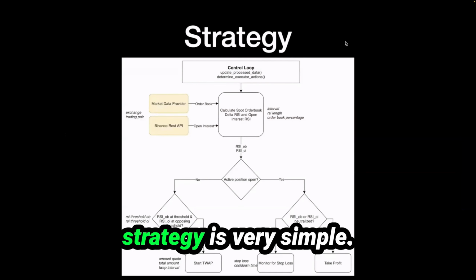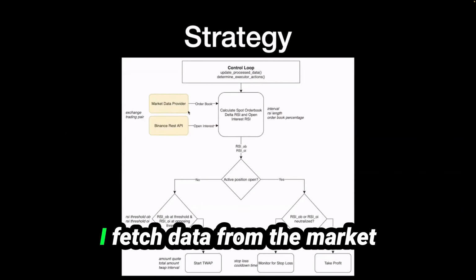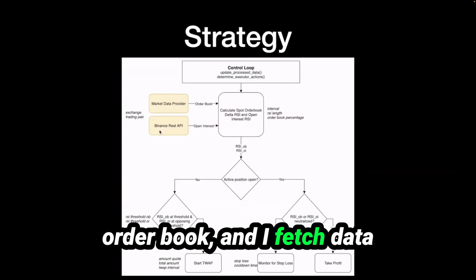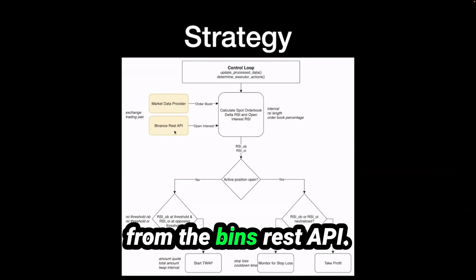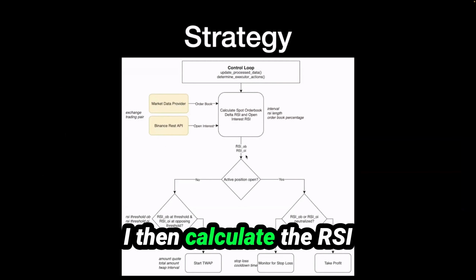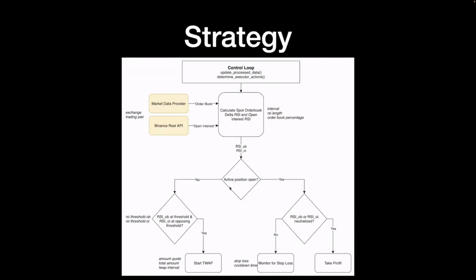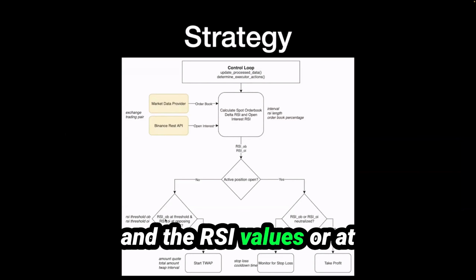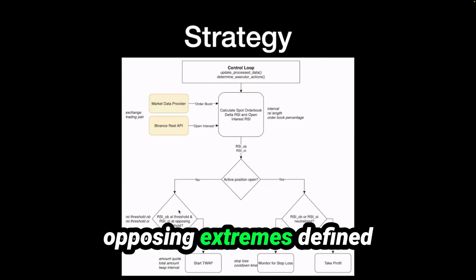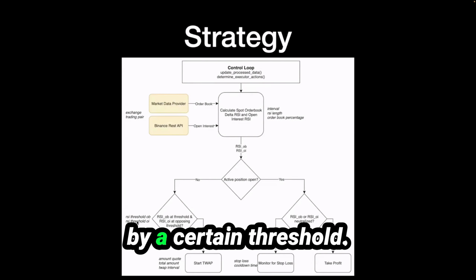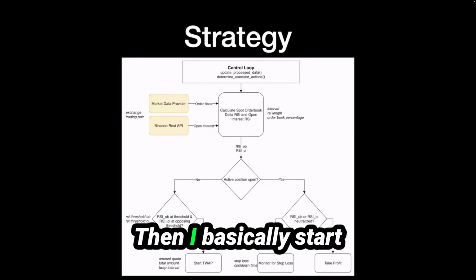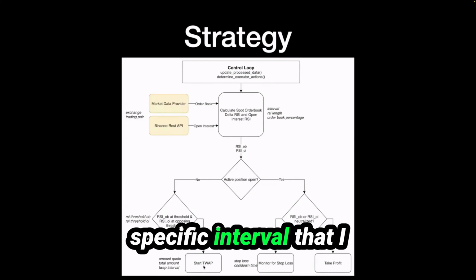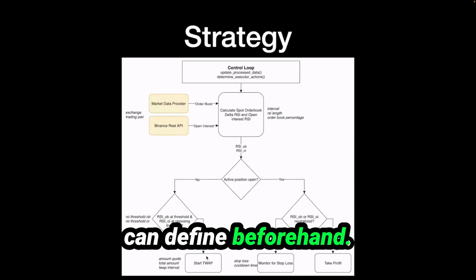The order I built for this strategy is very simple. I fetch data about the order book from the market data provider, and I fetch data about the open interest from the Binance REST API. I then calculate the RSI values for both of them. I check if I have any active positions. If not, and the RSI values are at opposing extremes defined by a certain threshold, then I start a position with a specific interval that I can define beforehand.